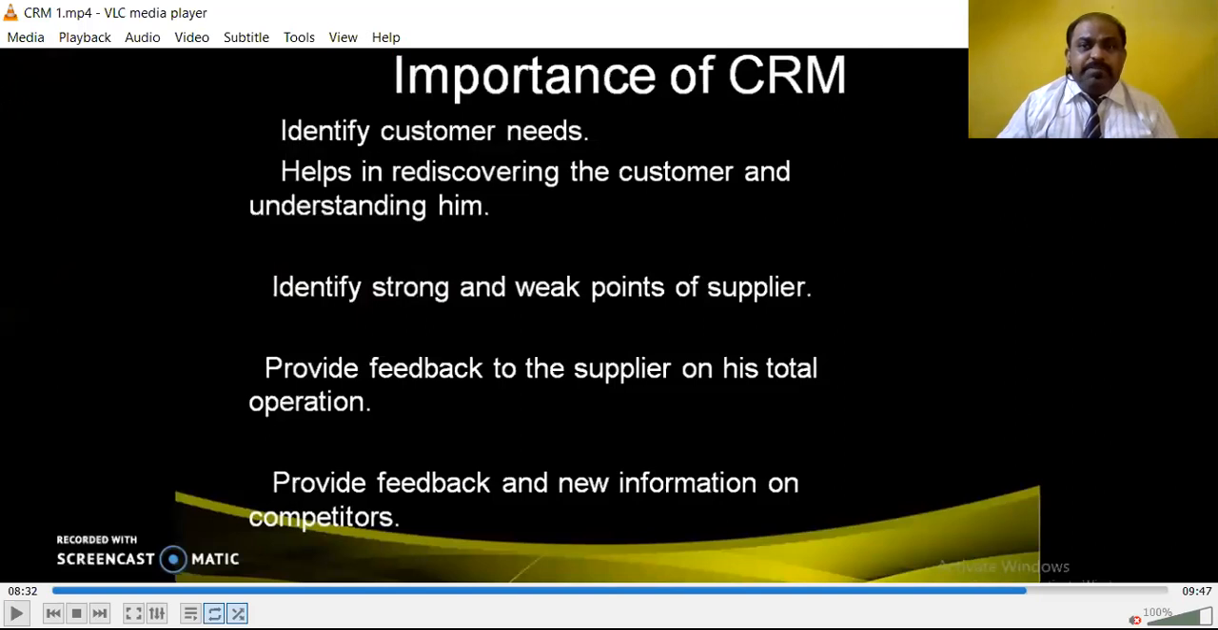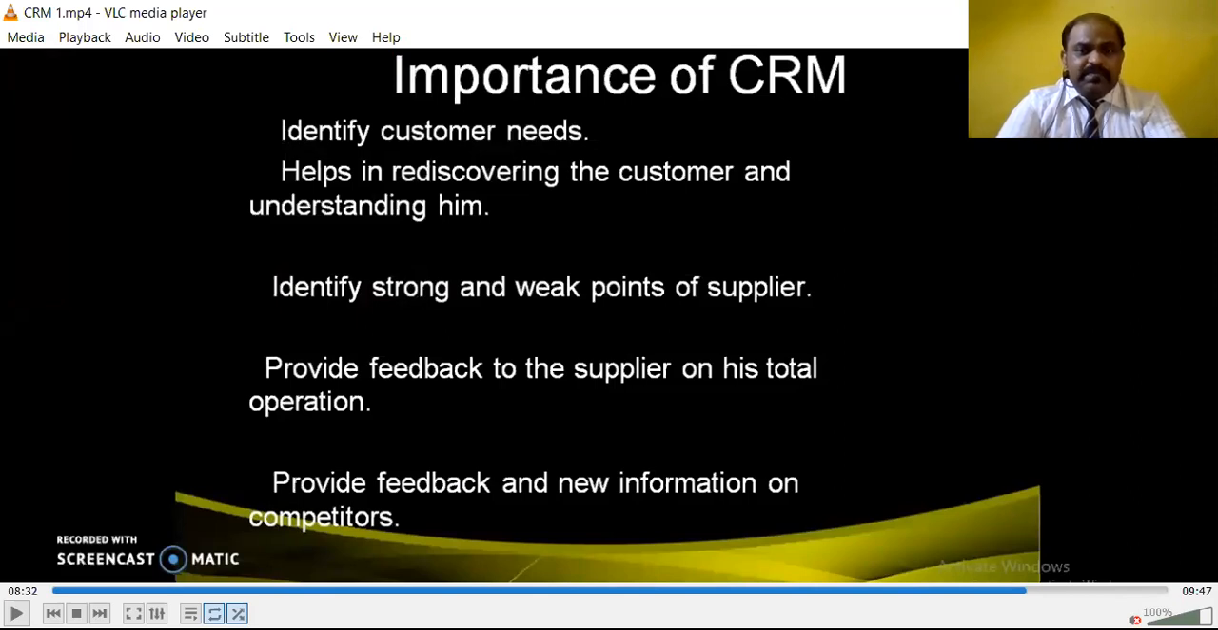The first point says, let me read each point first so I can explain in a better way. Identify customer needs. Number 2, helps in rediscovering the customer and understanding him. Point number 3, identify strong and weak points of suppliers. Point number 4, provide feedback to the supplier on his total operation. The next is provide feedback and new information on customer. So these are the 5 points which we have to understand as the importance of CRM. In examinations, they ask many times: what is CRM and what is the importance of CRM?